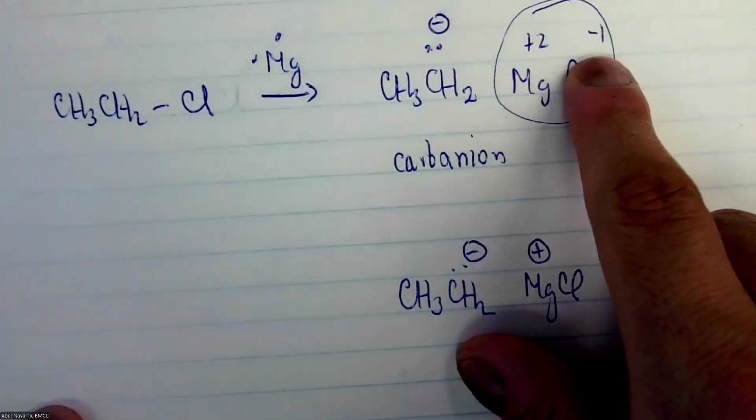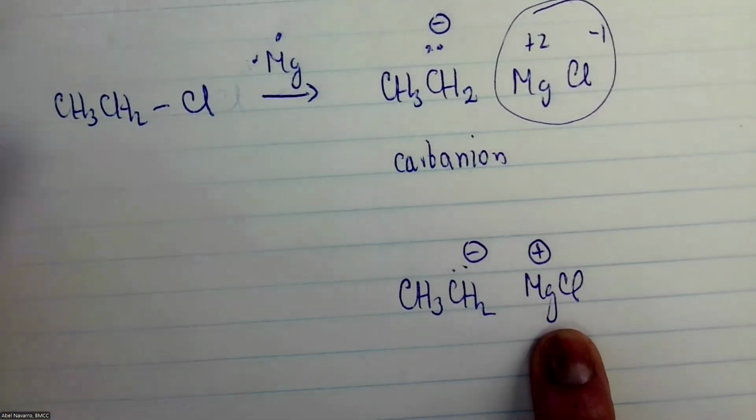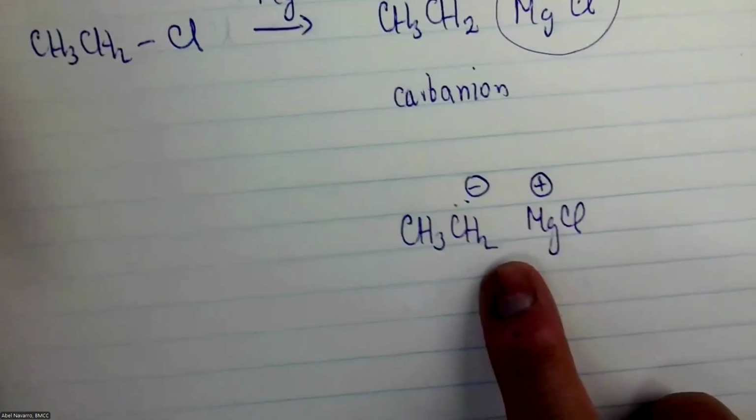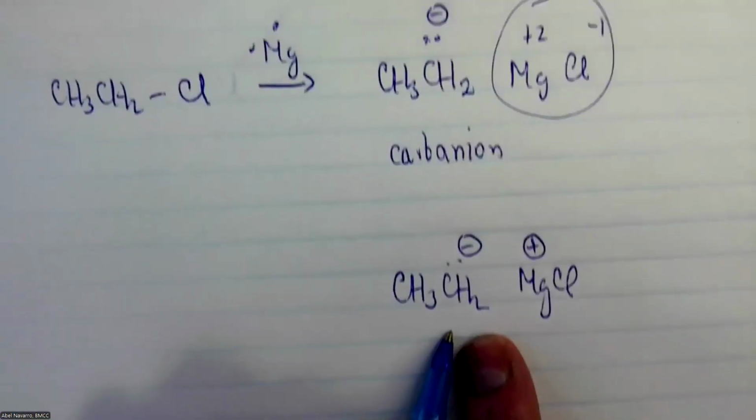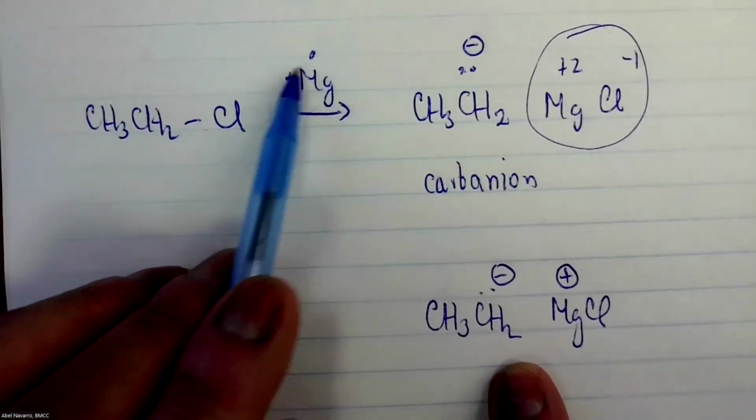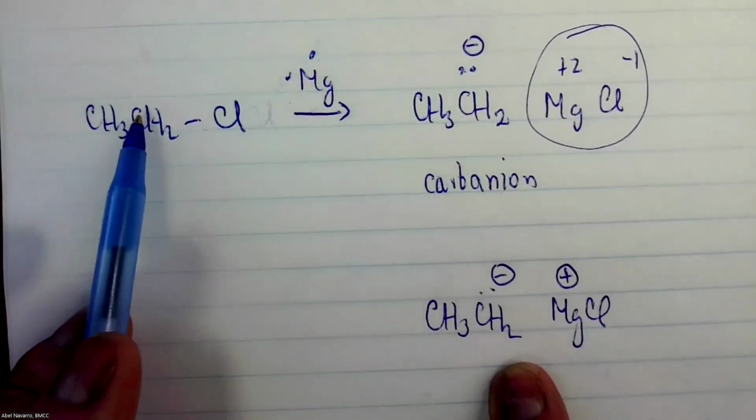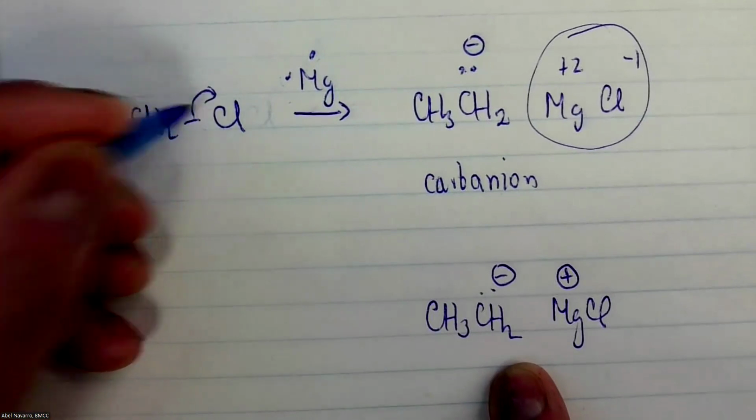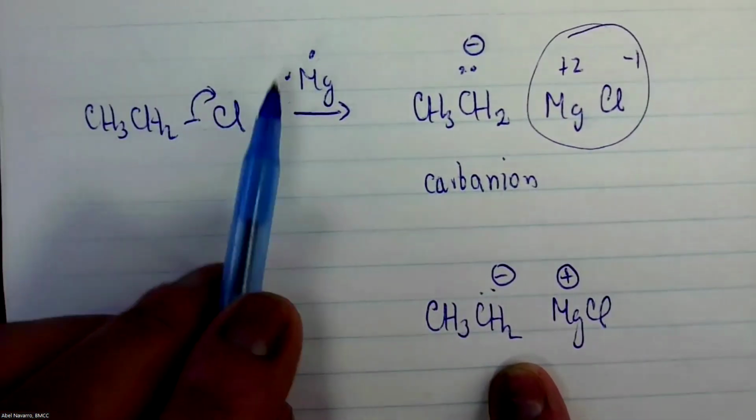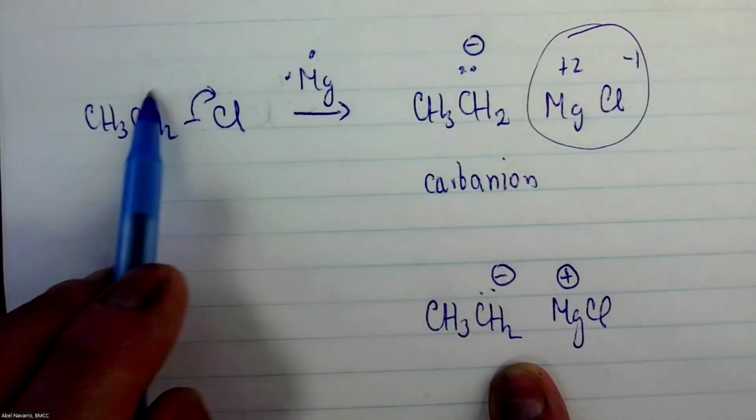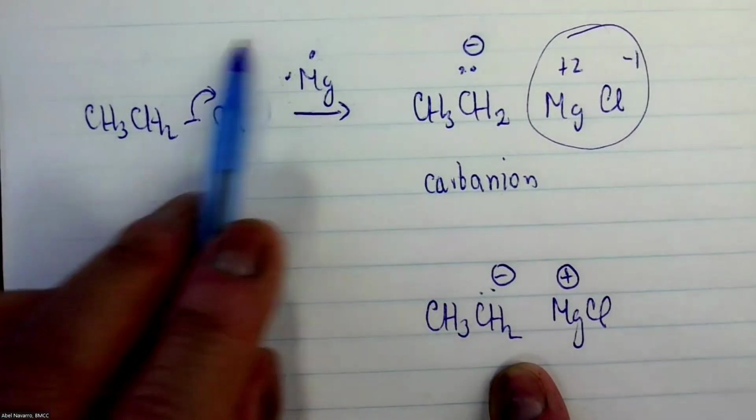Plus 2 and -1 gives MgCl plus. So this is really the Grignard reagent. In the Grignard reagent, the two electrons from the magnesium get transferred to the carbon. This bond breaks, the chlorine leaves, and the magnesium donates the electrons one by one to the carbon.